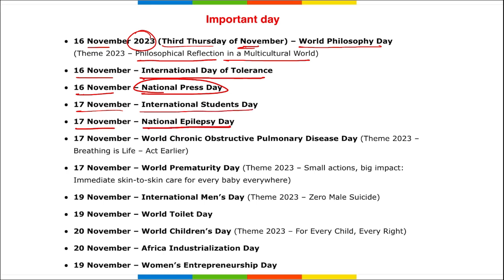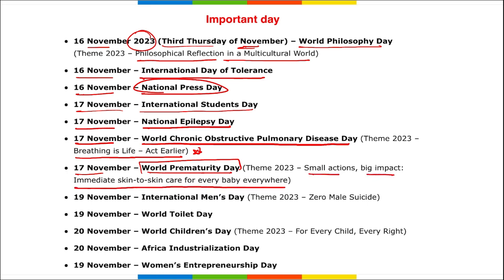17th as National Epilepsy Day, and also 15th as World Chronic Obstructive Pulmonary Disease Day, the theme of which was Breathing is Life, Act Earlier. And 17th is also observed as World Prematurity Day, the theme being Small Actions, Big Impact, Immediate Skin to Skin Care for Every Baby Everywhere. Then 19th of November as International Men's Day with the theme Zero Male Suicide. 19th of November as World Toilet Day.